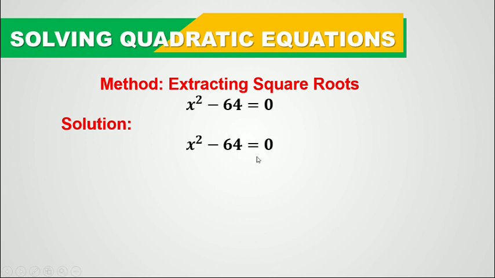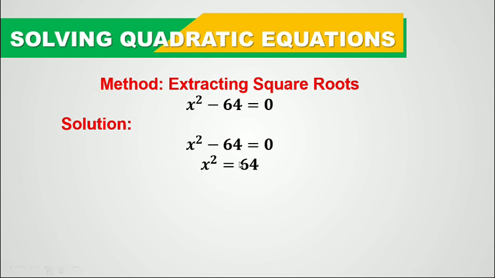We have to transpose negative 64 to the right because this is a constant and the other is an expression with variables. There is an x here, while this one has no x. So this is a constant number, and we're gonna transpose that to the right. So this becomes x squared equals 64. If this is negative, when we transfer it to the right side of the equation, it becomes positive. That's why it became positive 64, because we transposed the constant negative 64 to the right, which becomes positive.